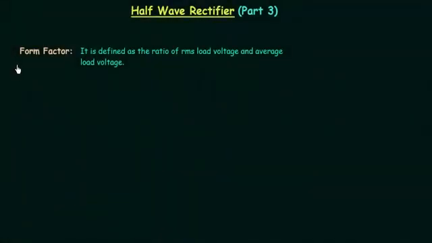In this lecture, I will explain the form factor and we will calculate it for half wave rectifier circuit. But first I will explain the significance of RMS value. In the last lecture, we saw how to calculate the RMS load current and RMS load voltage, but we skipped the significance part. So first I will explain the significance of RMS value, then we will move to the form factor. The RMS value is the equivalent of DC value.